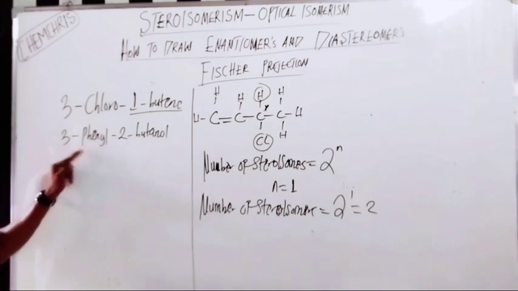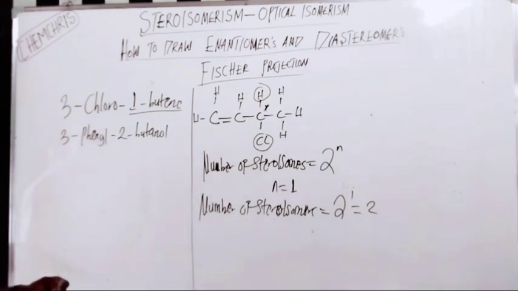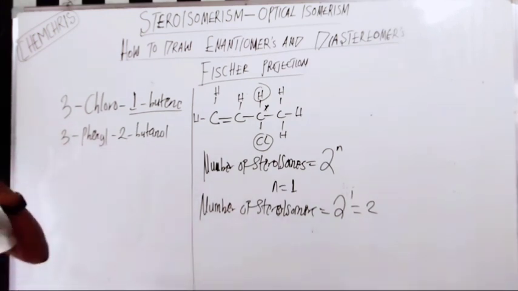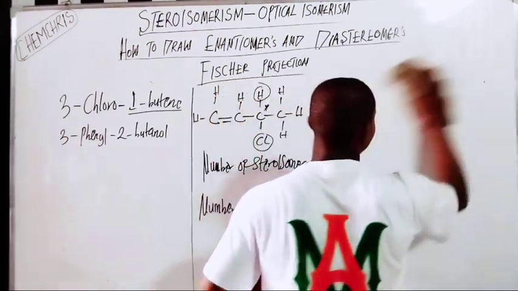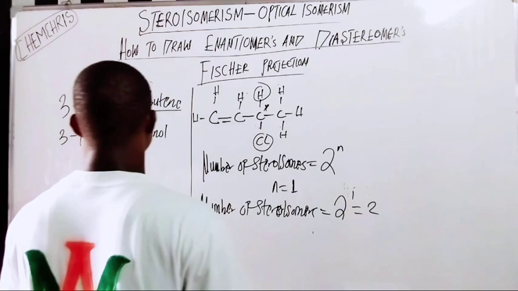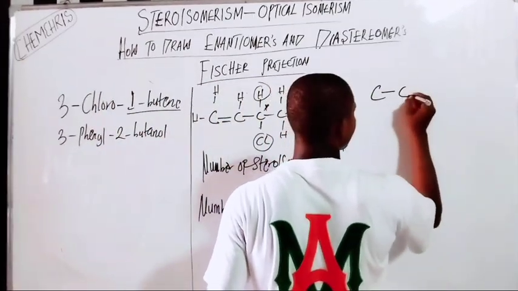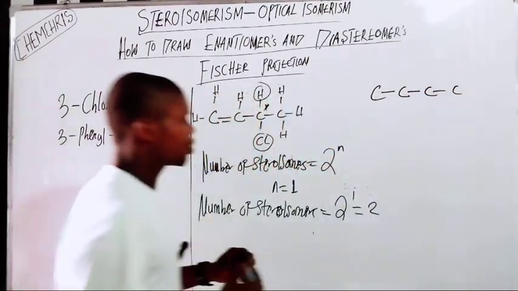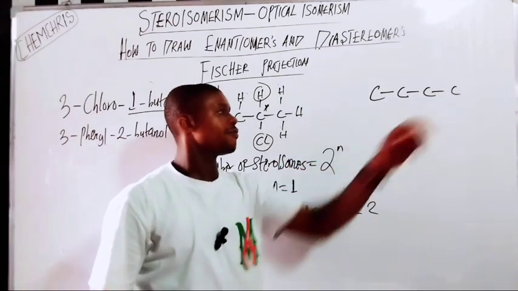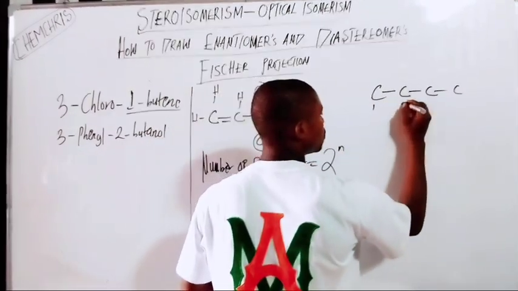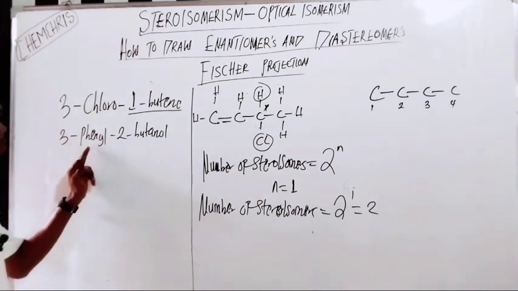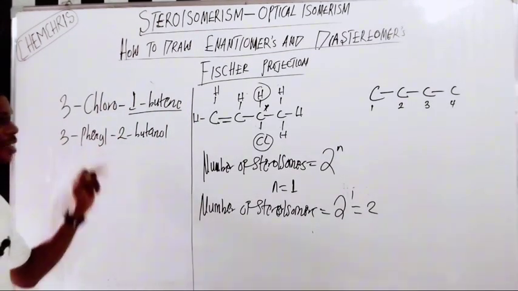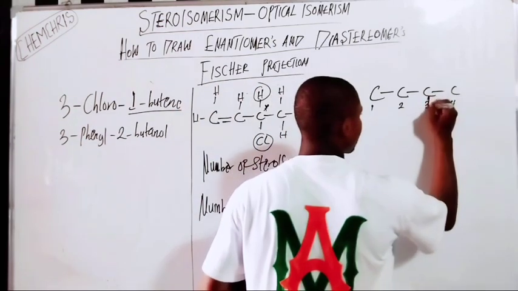The next is 2-phenyl-2-butanol. No, 3-phenyl-2-butanol. So let's draw the structure of this one. Here we have 1, 2, 3, 4. At carbon 3, I have a phenyl group. Just a phenyl group. So here we have a phenyl group.